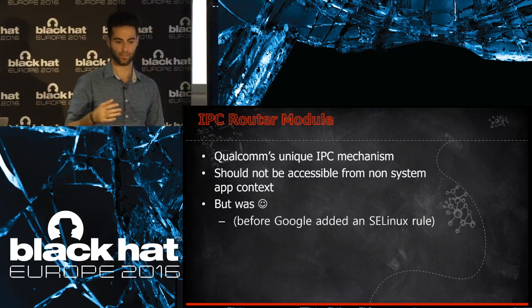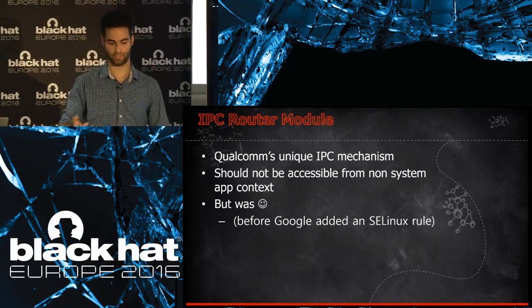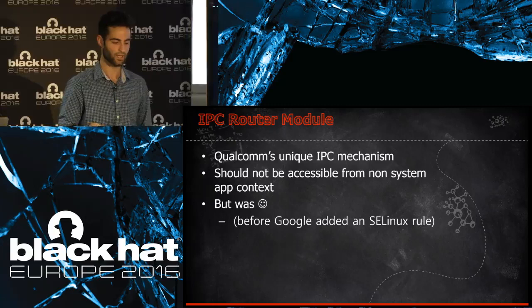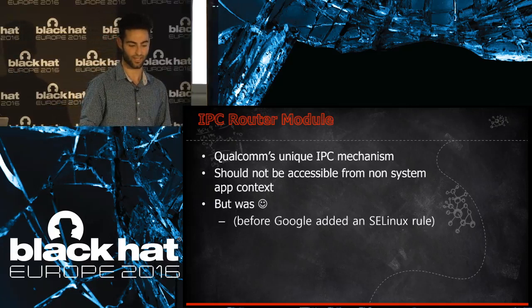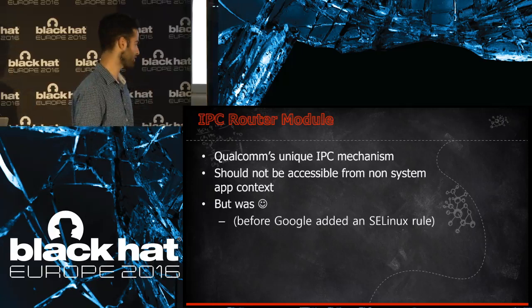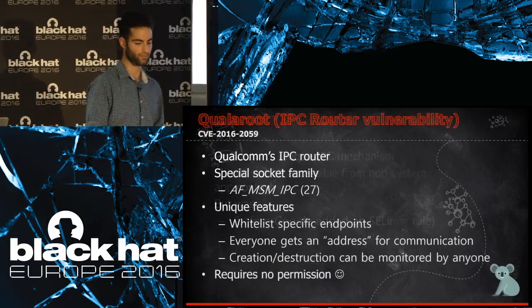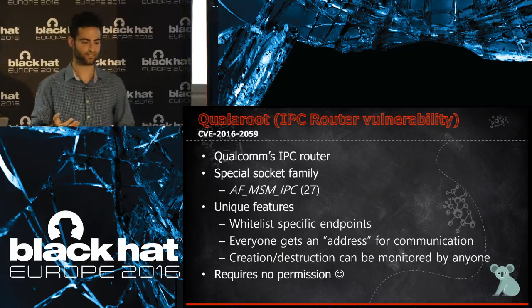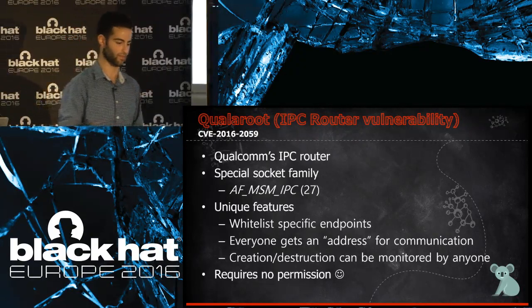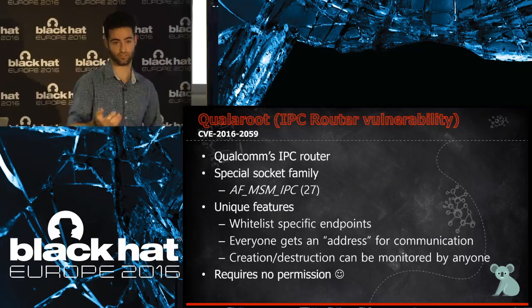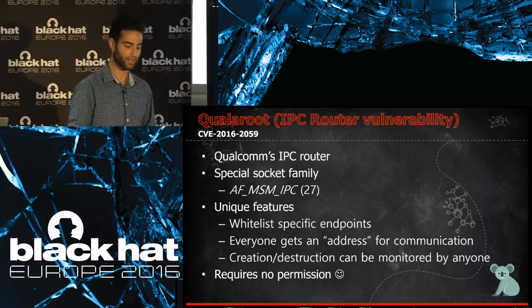So going to the next vulnerability in a completely different module. This one is the IPC router module. It is an IPC mechanism that was written by Qualcomm. It should not be accessible from an untrusted application, and it is not accessible now, but it was, and Google just added an SELinux rule to block it. So this IPC mechanism is just a socket address family, number 27, AF_MSM_IPC, and you can just send and receive messages to other sockets in the address family, but it has a few cool features that we are going to see.